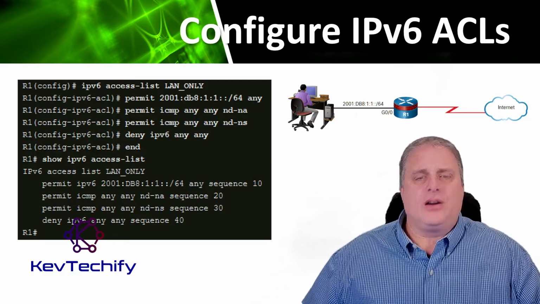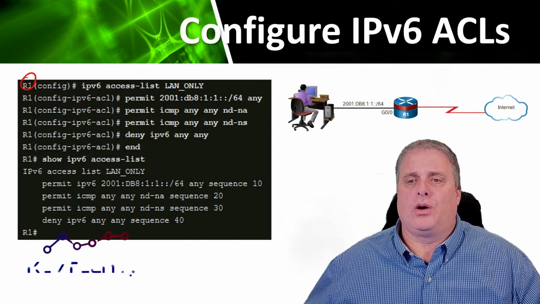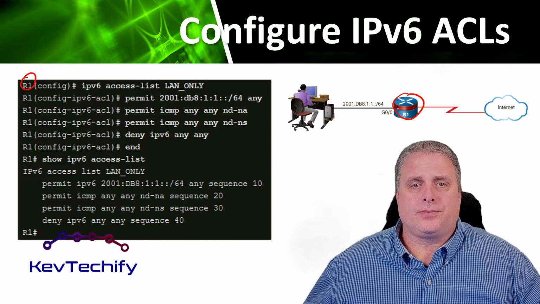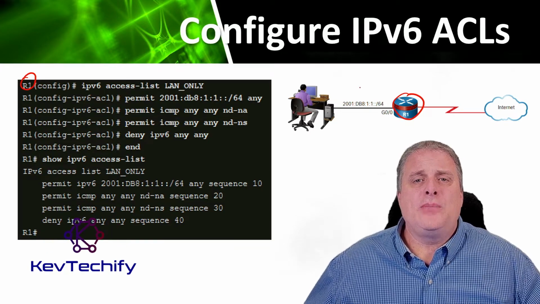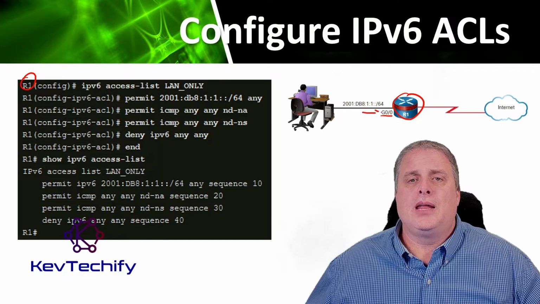What we have here is R1. So this is R1's configuration. We have R1 right here in our diagram. And we're permitting inbound traffic on G0/0. So right here's G0/0, inbound traffic.